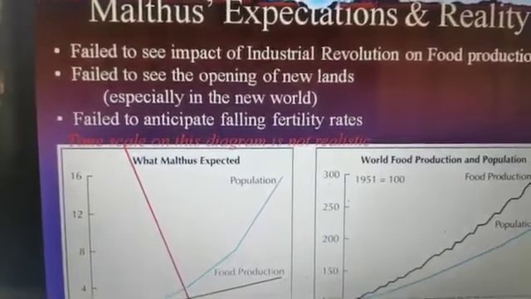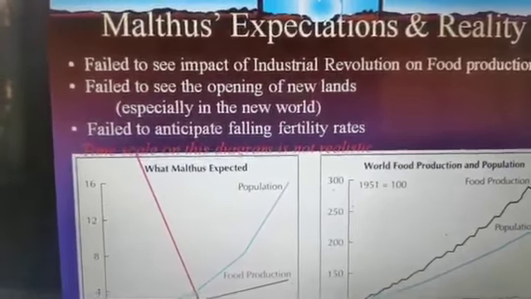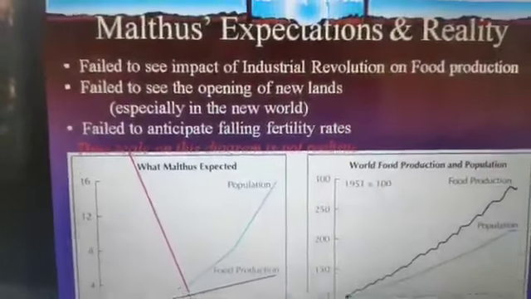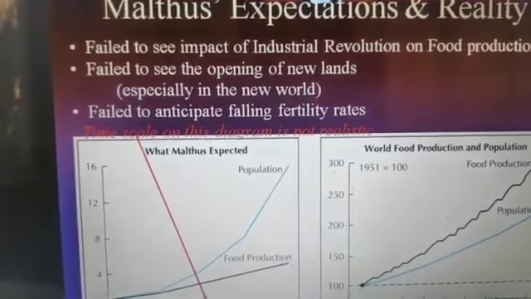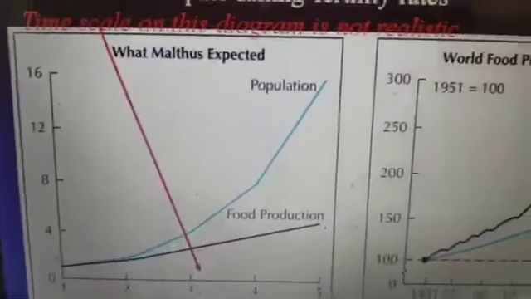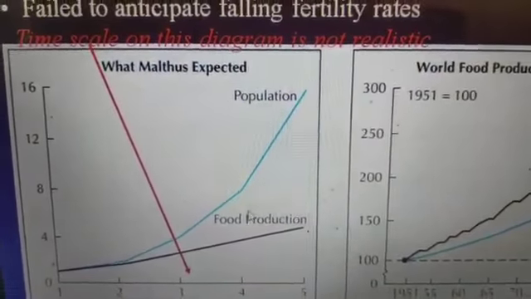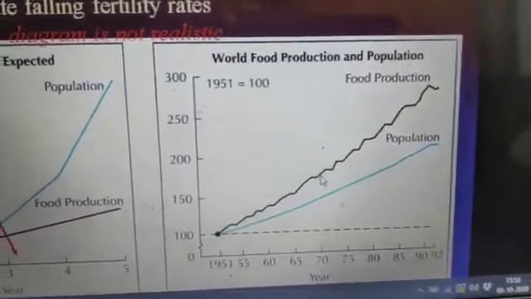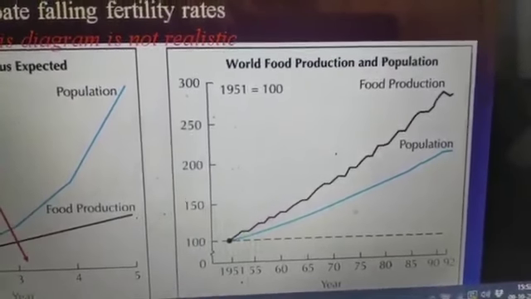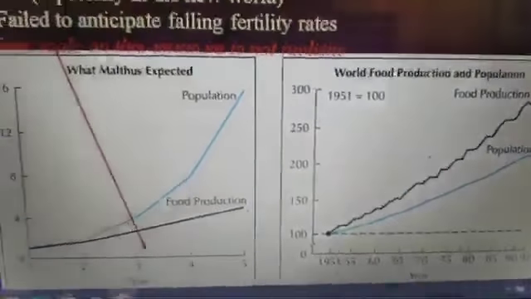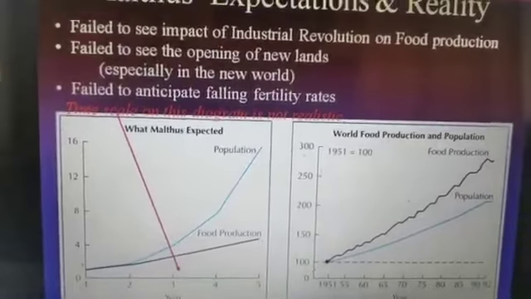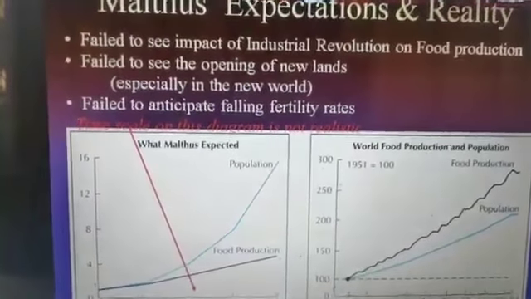Failing to see the impact of the industrial revolution is a criticism of Malthus, and he also failed to see the opening of new lands. Critics also said that Malthus failed to anticipate the falling of fertility rates. What Malthus believed was that population is greater than food production, but what actually happened due to the industrial revolution and the agricultural revolution is that food production exceeds population. So this is just the reverse of the Malthus theory, but this is not the only way to criticize Malthus, because we can say that it happened due to the cautions of Malthus.